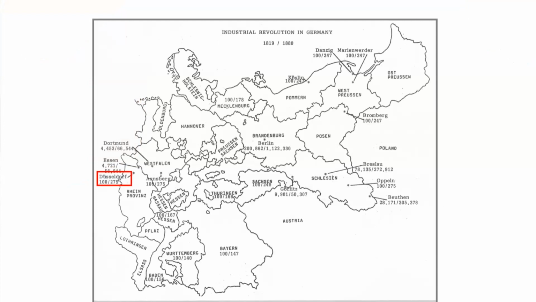Düsseldorf, Rhineland, Prussia went from 100,000 to 275,000. Beuthen, Schlesien, Prussia went from 28,171 to 305,378. Danzig, West Prussia, went from 100,000 to 275,000. And Berlin, Brandenburg, Prussia went from 200,862 to 1,122,330.